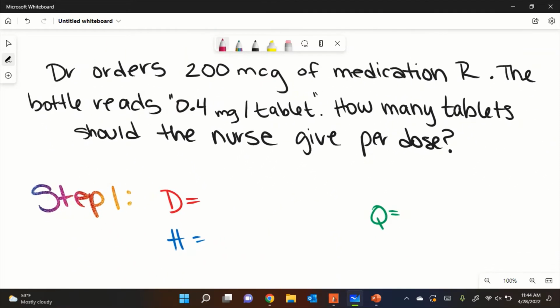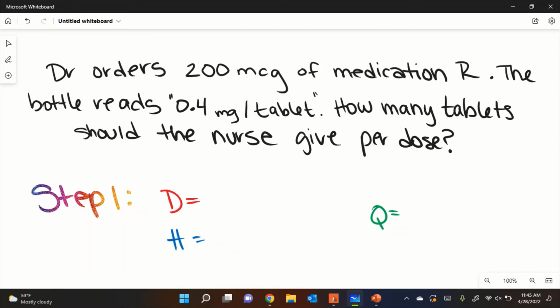But let's say something kind of weird happens. Let's say that the doctor orders 200 micrograms of another medication. We'll call it medication R. The bottle that you have reads 0.4 or 4/10 of a milligram per tablet. The question is, how many tablets should the nurse give per dose?